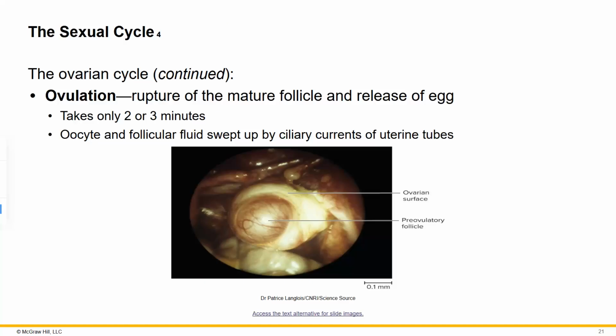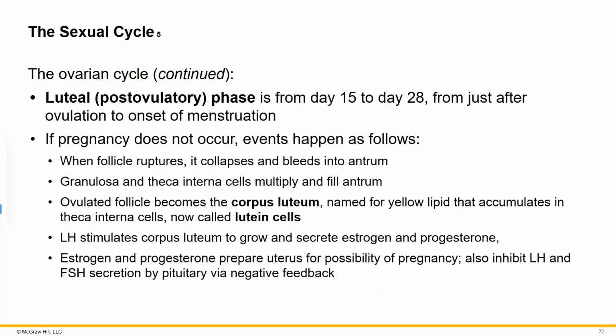Ovulation, the rupture of the mature follicle and the release of the egg, takes only 2 to 3 minutes. Oocyte and follicular fluid are swept up by ciliary currents of the uterine tubes. Then you have the luteal phase, the post-ovulatory phase, which is from day 15 to day 28 on average, although it can be as long as 45 days. From just after ovulation to the onset of menstruation.